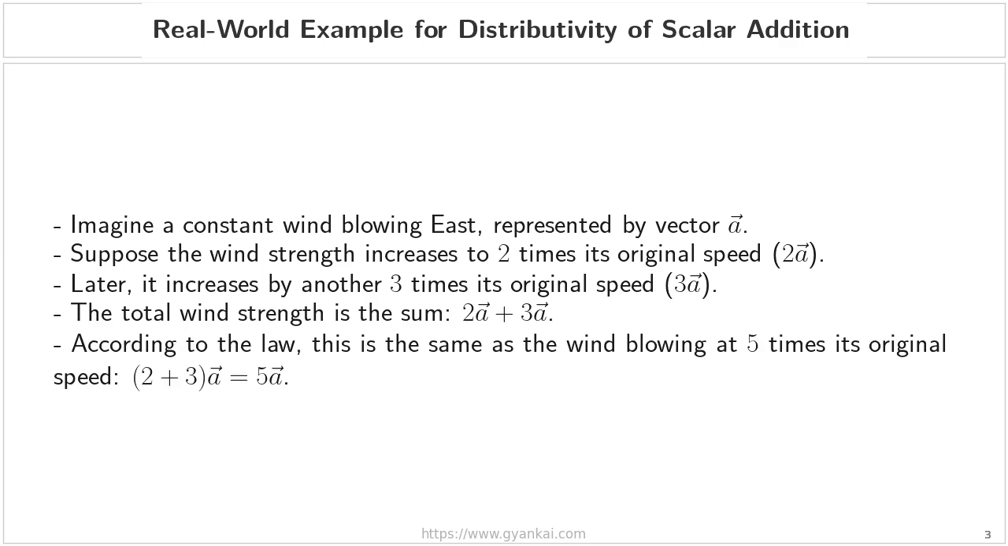Now, applying the law of distributivity that we saw on the previous slide, we can simplify this calculation. Instead of adding the vectors separately, we can add the scalars first. This means the total strength is the same as the wind blowing at 5 times its original speed, which is written as 2 plus 3, all multiplied by vector a, resulting in 5a. As you can see, the math stays consistent whether we scale the vectors individually or combine the multipliers first.